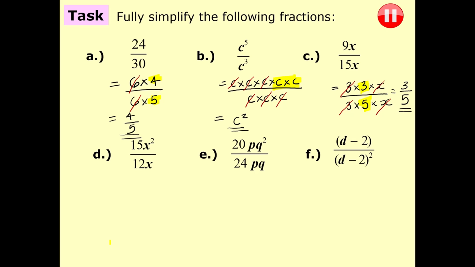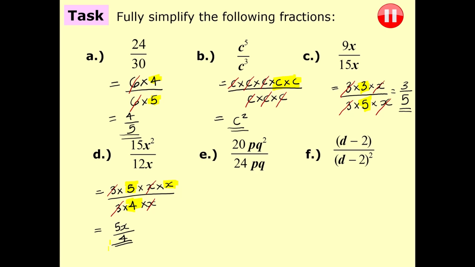Okay, question D. 15 and 12, highest common factor of 3. So 3 times 5 to get 15, times x to give us x squared. And then 3 times 4 to give us 12, times x. Once we've expanded that, let's cancel any common factors. So we're going to cancel our 3's and one of our x's top and bottom. And that means we will have our 5x on the top and 4 on the bottom of our fraction. So our final answer is 5x over 4.